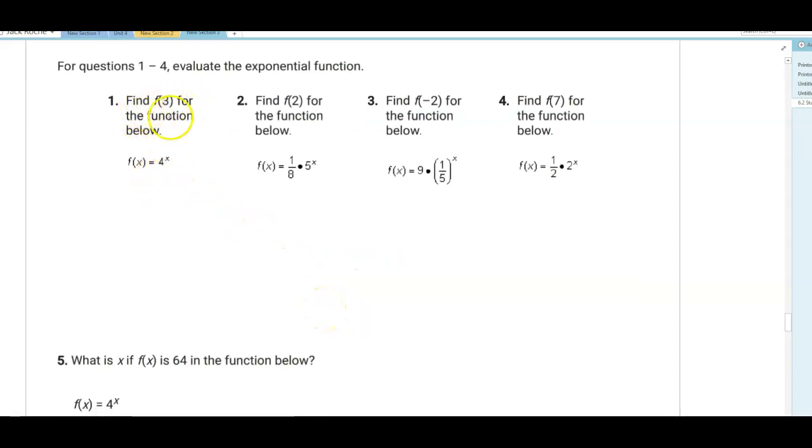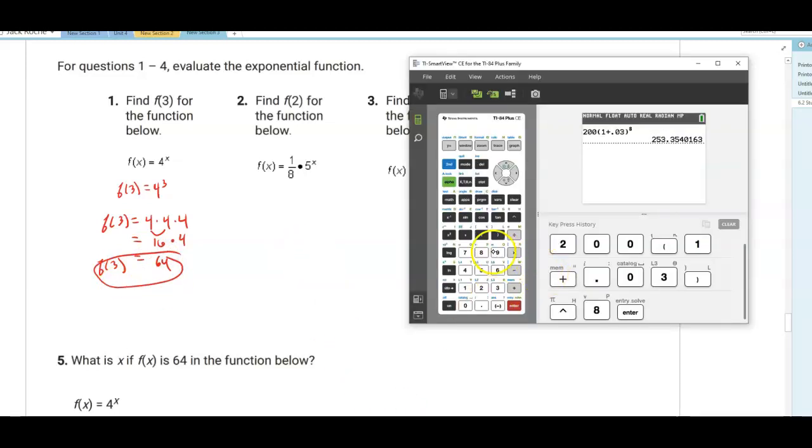Find f of 3 for the function below. So for f of 3, I'm going to plug 3 in for x. I can look at this one of two ways. If I do it by hand, that would be 4 times 4 times 4. 4 times 4 is 16, times 4 gives me f of 3 equals 64. If I do it in the calculator, I would just go 4, caret key, and then 3, hit enter, and I would get 64.